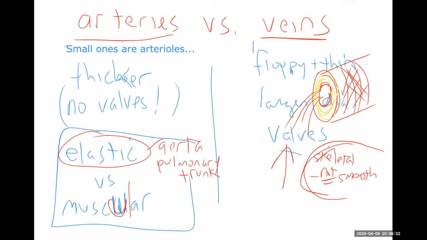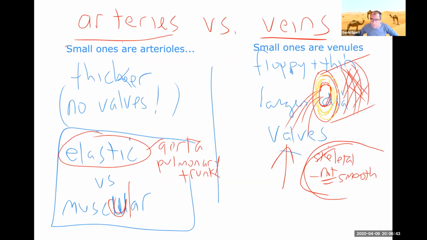Would the brachial artery be arterial because it's small, smaller in diameter? Oh no, the brachial artery is not small at all. The brachial artery is like a quarter of an inch in diameter.